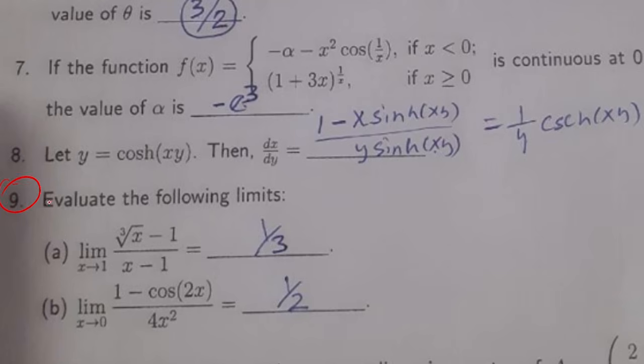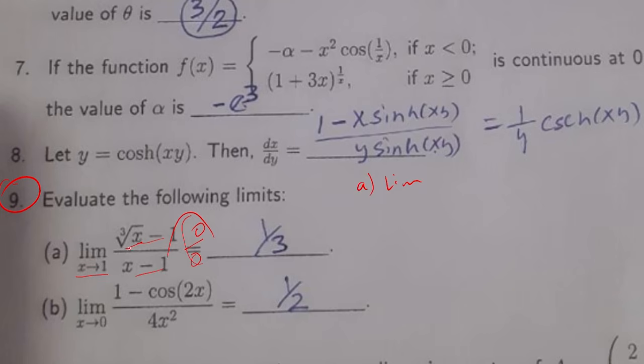Question number 9. Evaluate the following limits. A: limit of cube root of x minus 1 over x minus 1 as x approaches 1. If we evaluate the numerator and denominator separately, we have cube root of 1 minus 1, which is 0. The denominator is also 0. So 0 over 0, indeterminate. So let's apply L'Hopital's rule here.